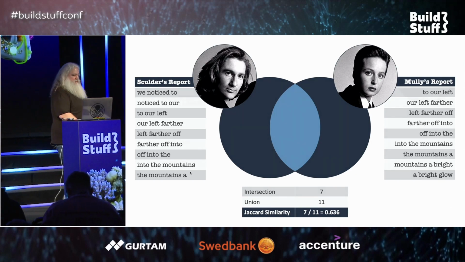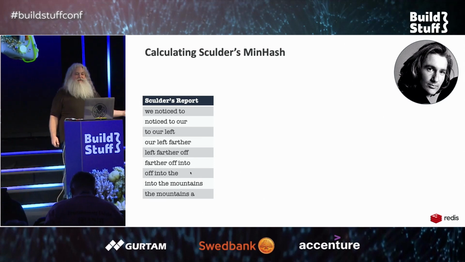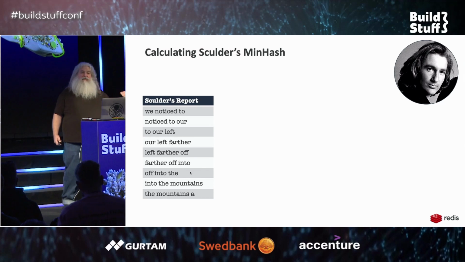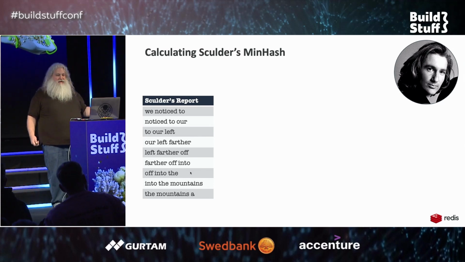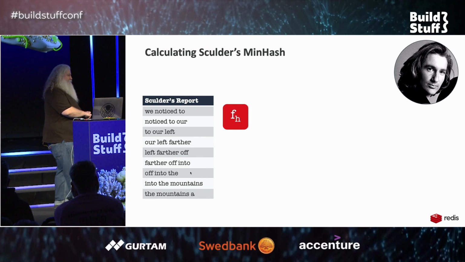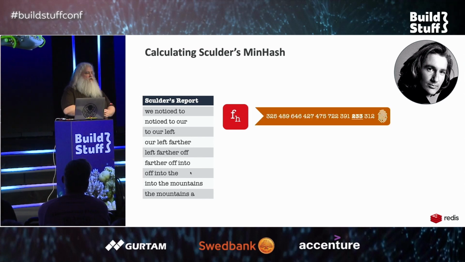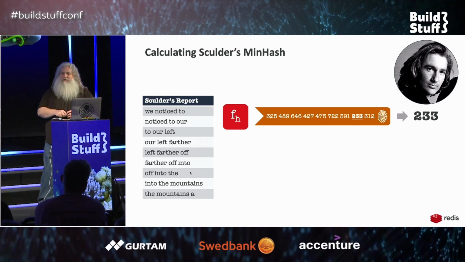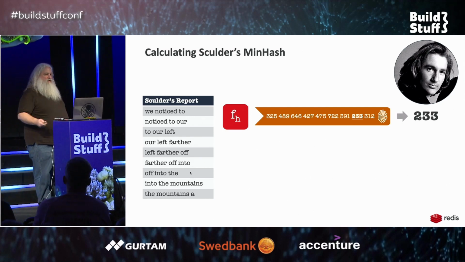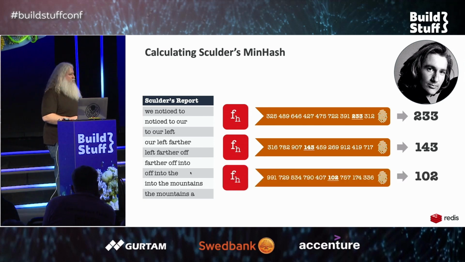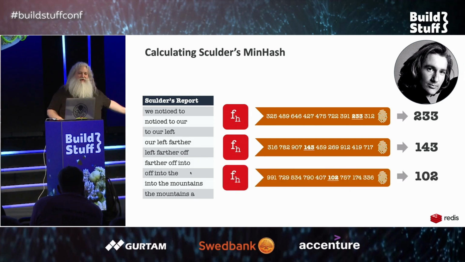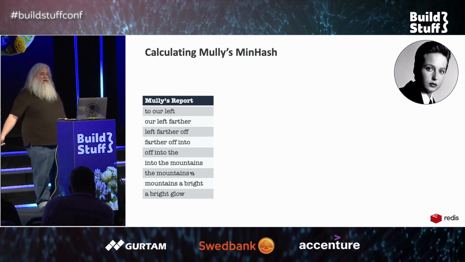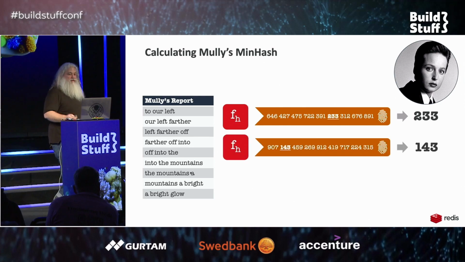That's what MinHash does. So here is how we calculate Scalder's MinHash. What we do is we take every value in this set that we've generated, every trigram created by the shingling. We run it through a hashing function. We get a set of hash values, and we take the minimum and put it into a new set. That's why it's called the MinHash. And we do that for the number of hashing functions we have. I've only used 3 here because it fits on the screen. You'd probably want to use more in practice. We do the same thing for Molly's MinHash, and we get different values.